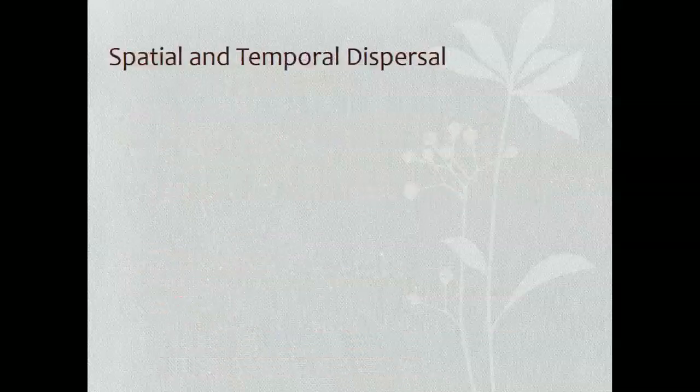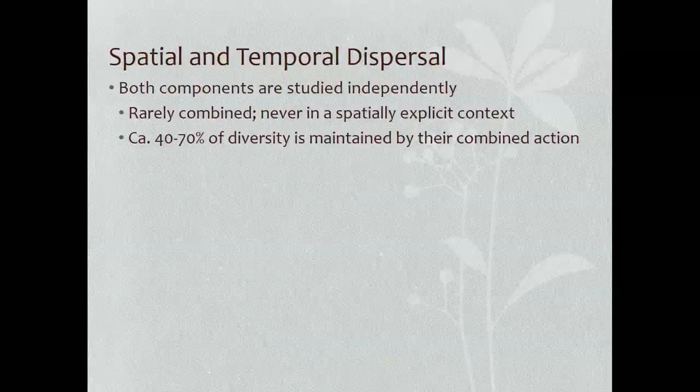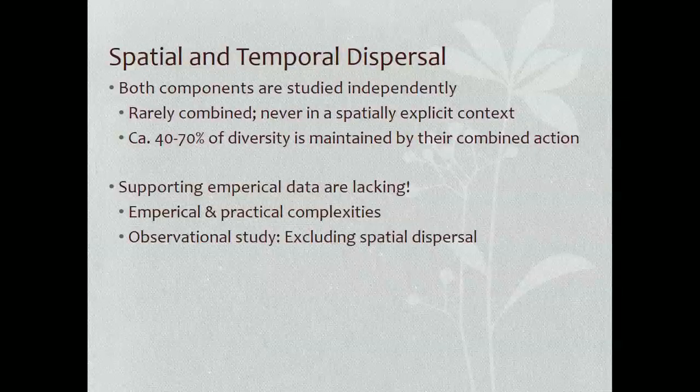They might potentially buffer against losses of biodiversity above ground due to disturbances. Most studies of spatial and temporal dispersal are done separately and independently from one another, and very few studies combine the two aspects, and not at all in a spatially explicit context like habitat fragmentation. That's weird, because the few studies which do address it estimate that 40 to 70% of diversity is maintained by their combined action, and we have a whole body of literature focusing on the 30% of species which are dispersal limited. I found that a bit odd.